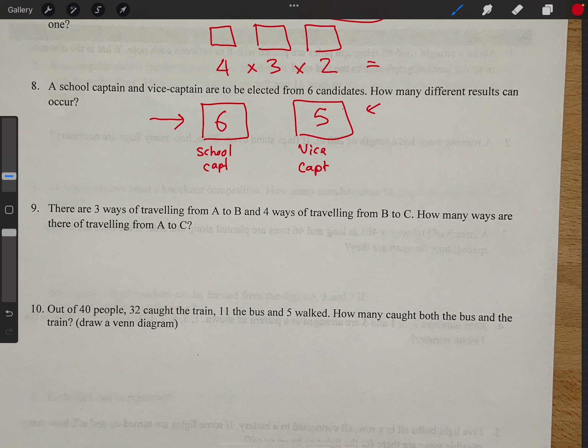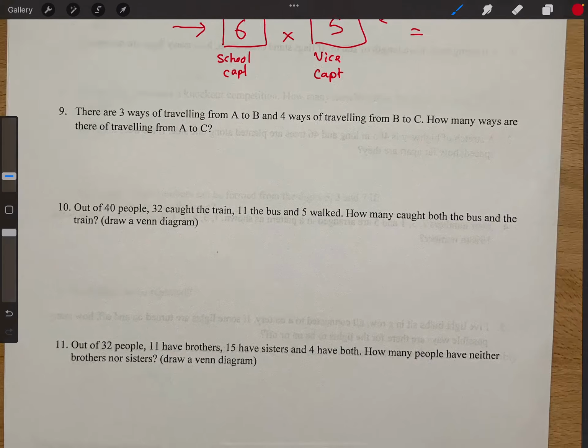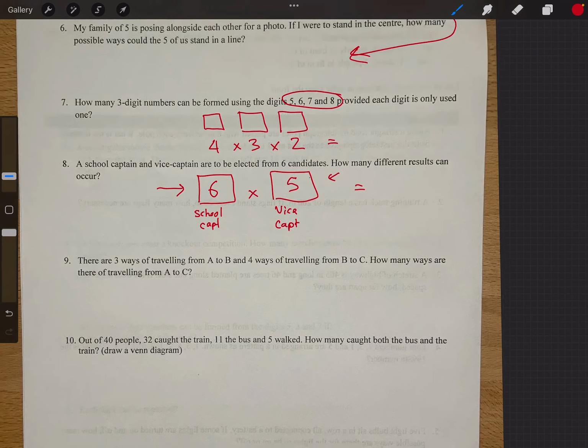So what do we do to these 2 numbers? We multiply them and get the answer there to find all the possibilities. Okay, I hope you can see a pattern from all this, okay?